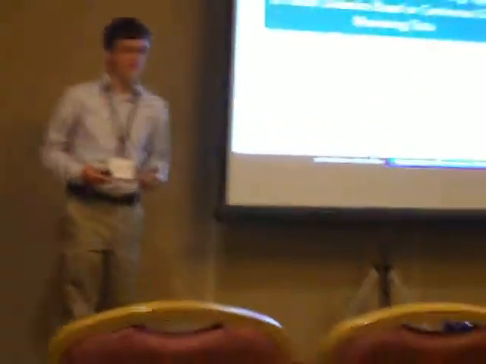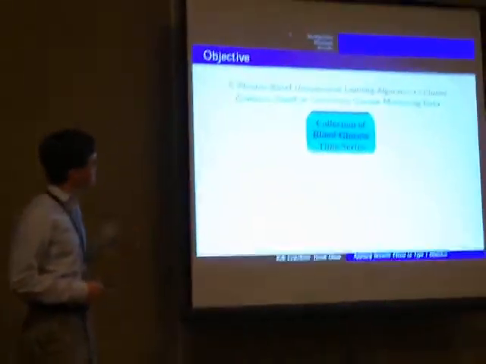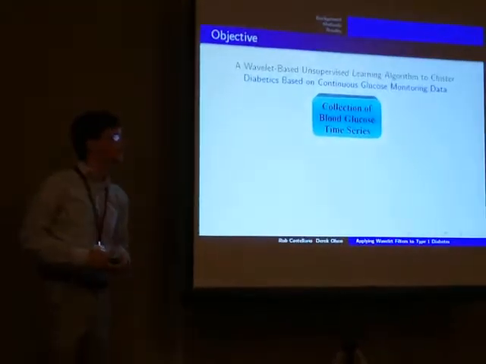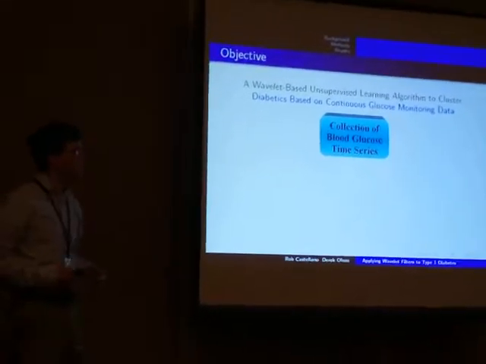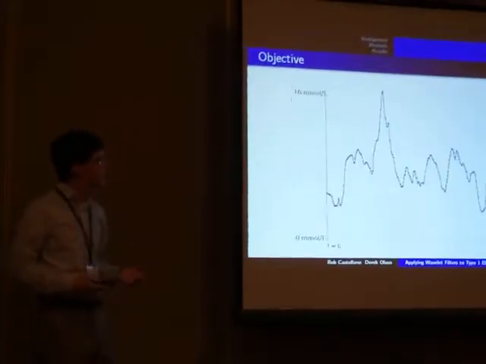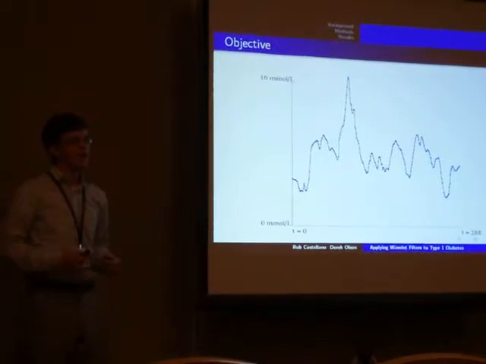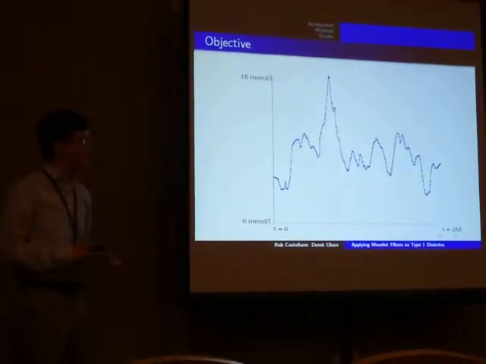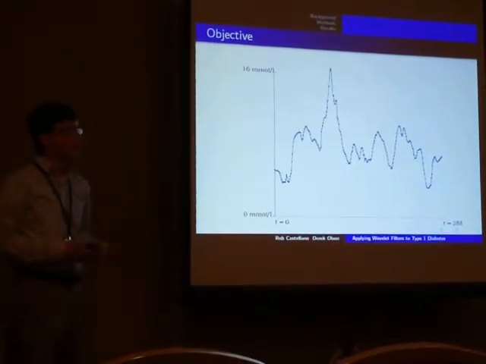So we'll break it down for you piece by piece. So first, diabetics based on continuous glucose monitoring data. What we started off with was a collection of blood glucose time series. We got our data from Medtronic, and what this data consisted of was blood sugar readings every 5 minutes, here shown for a 24-hour period.